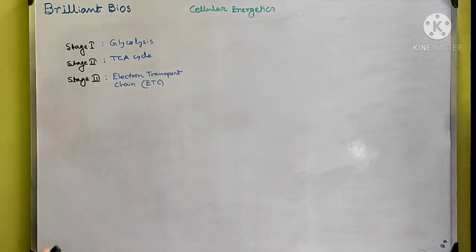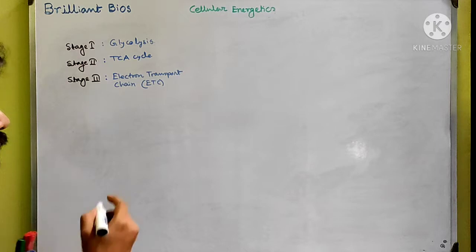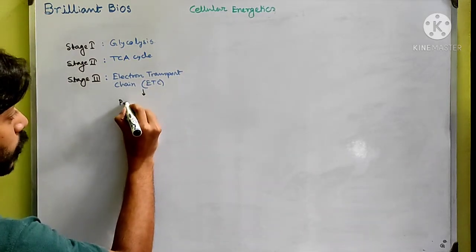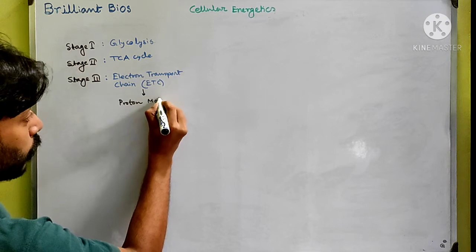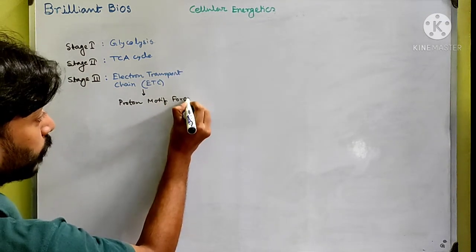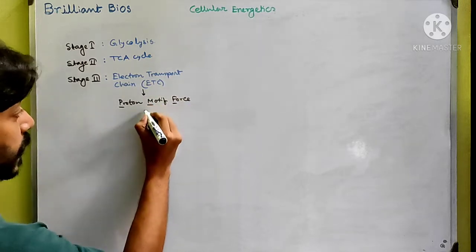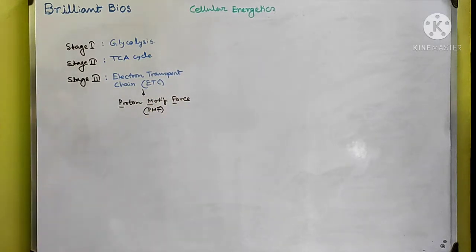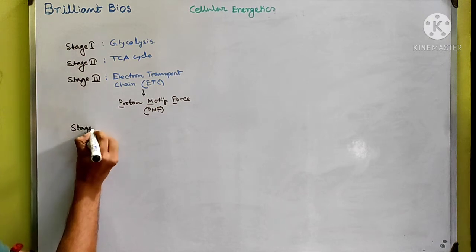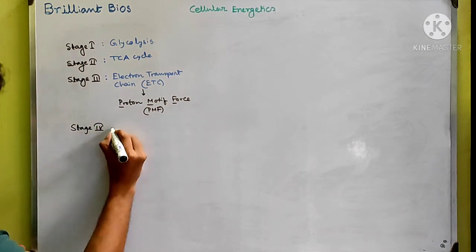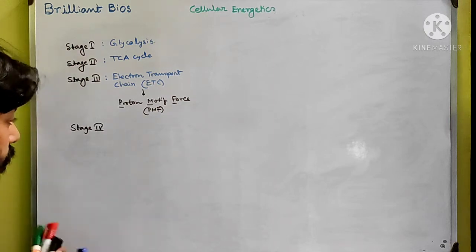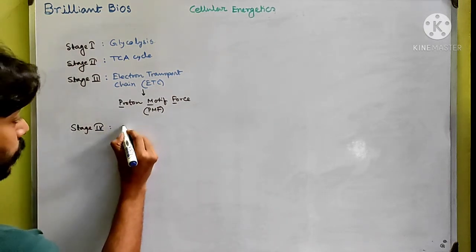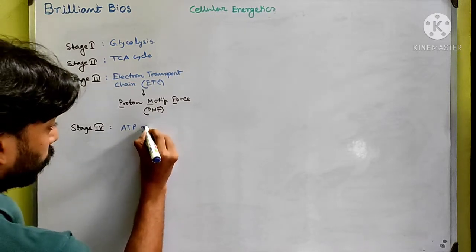Now by this electron transport chain a phenomenon occurs. We call it generation of proton motive force. You remember, this point is very important. PMF, proton motive force. The electron transport chain produces a phenomenon called proton motive force. Now at stage 4, the last stage of cellular energetics, that is generation of ATP. So ATP production or ATP generation.